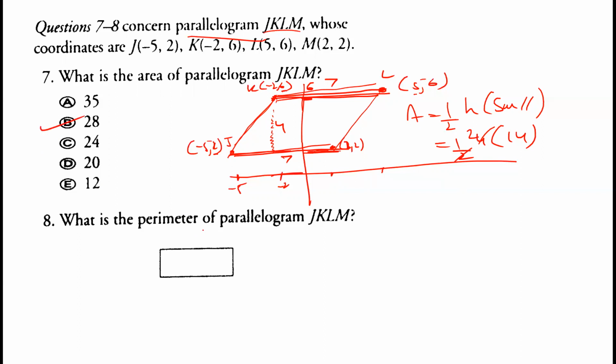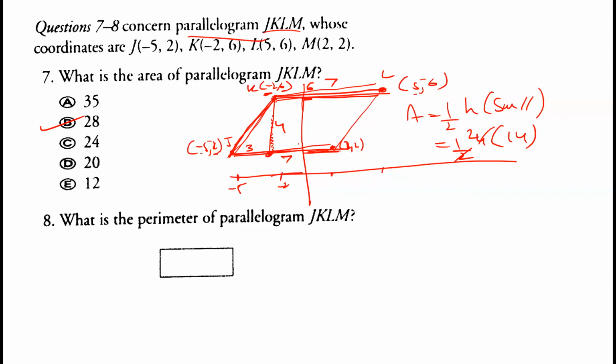Now we need to find out the perimeter. So we know that the two sides are 7, but we don't know the length of this side. Now there are different ways you can come up with it, but we know that the height is 4. This x is minus 2, and this is minus 5. So the distance is 3.